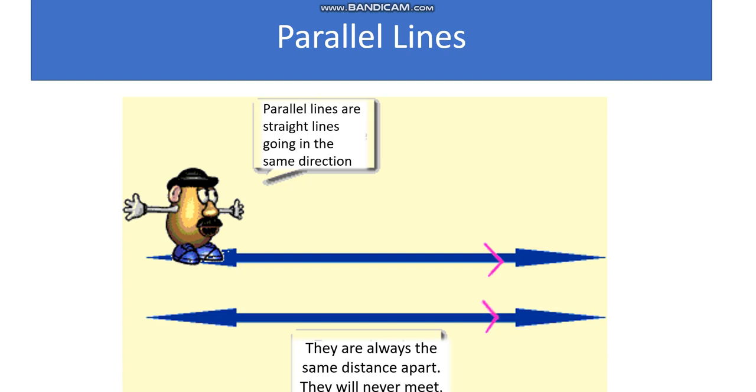So if Mr. Potato was walking along one line, and we'll say Andy from Toy Story was walking along the bottom line here. These two lines are parallel. So would the two meet? They would not meet. They would never meet, and they would never get any closer together, because that's our two things about parallel lines. They're always the same distance apart, and they will never meet.